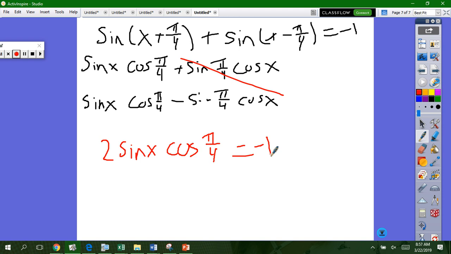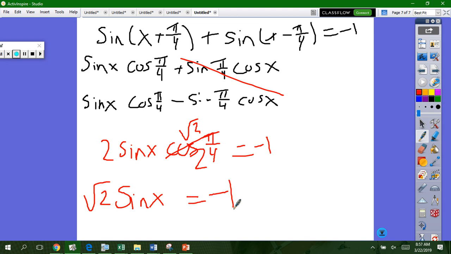You're good, Trev? Okay, what is the cosine of pi fourths? It's 2 sine x cosine pi fourths. Isn't this guy right here root 2 over 2? So what's 2 times root 2 over 2? Just root 2. So I have sine of x times root 2 equals -1.